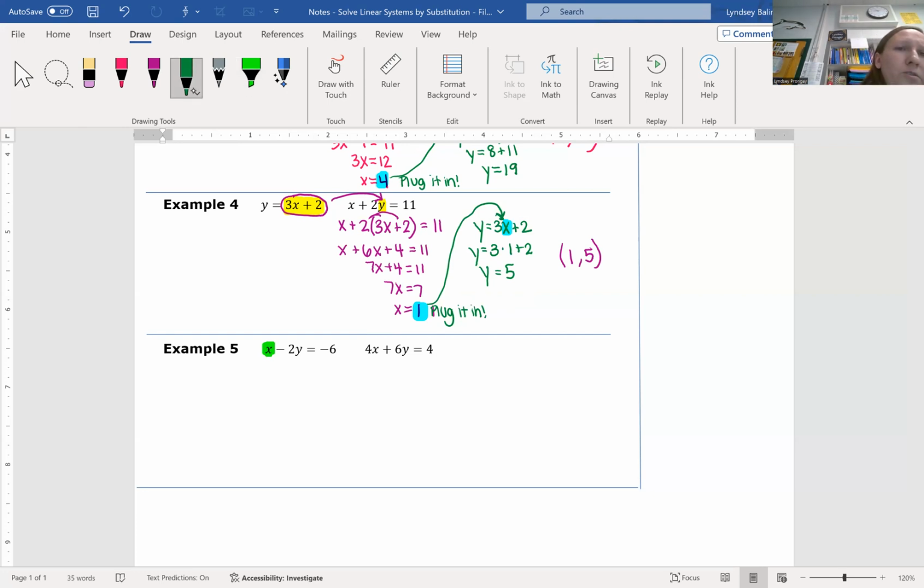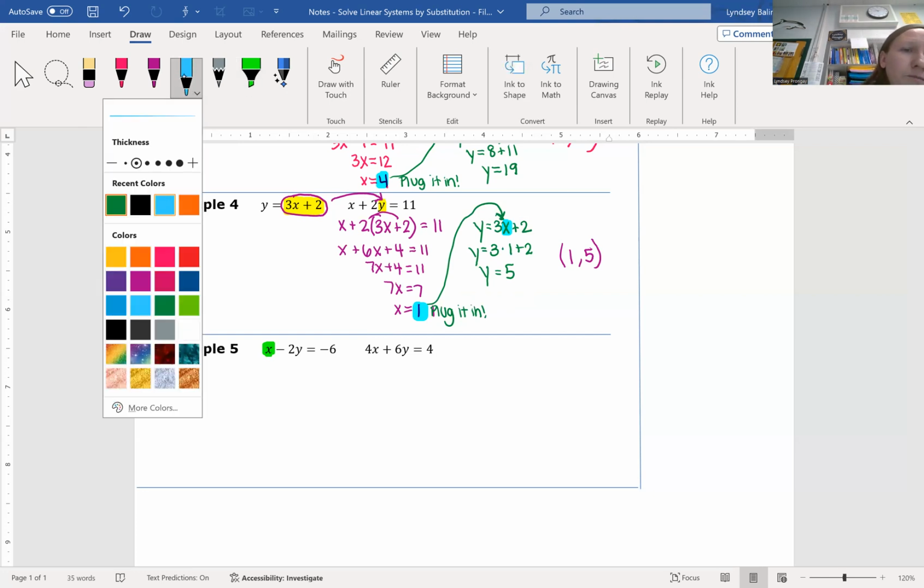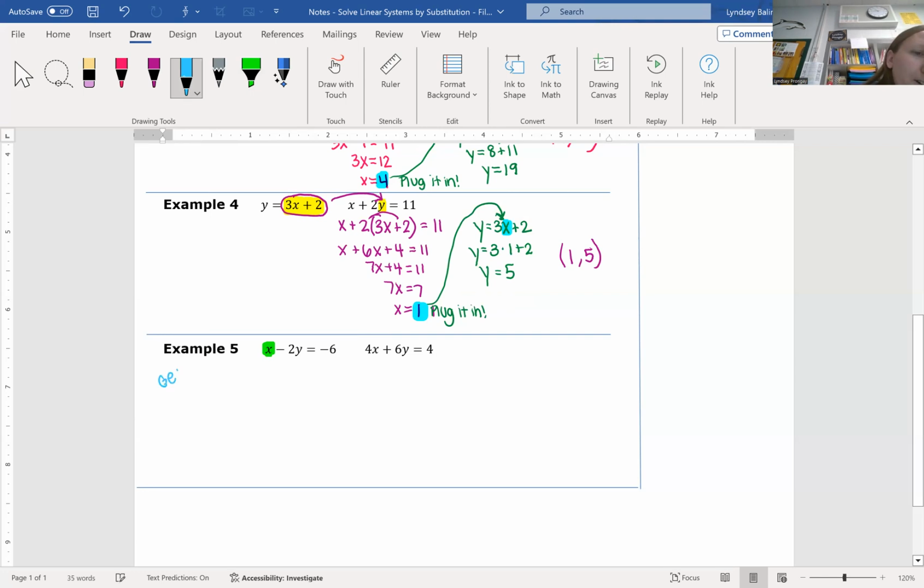I am first going to say, let's get x by itself, okay? And to do that, I would add 2y to both sides. Now, I know this is not putting it into slope-intercept form. Slope-intercept form is specifically y equals, but we are allowed to manipulate any equation to do what we want it to do. In this case, we want the x to be by itself.